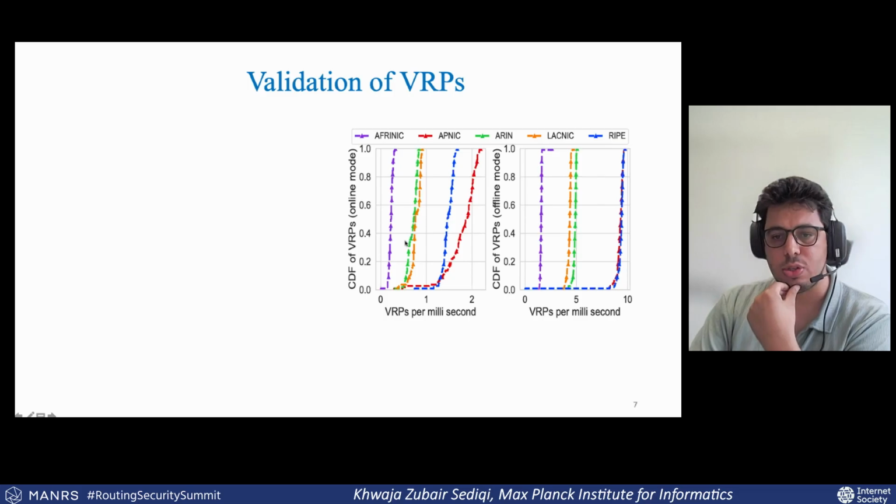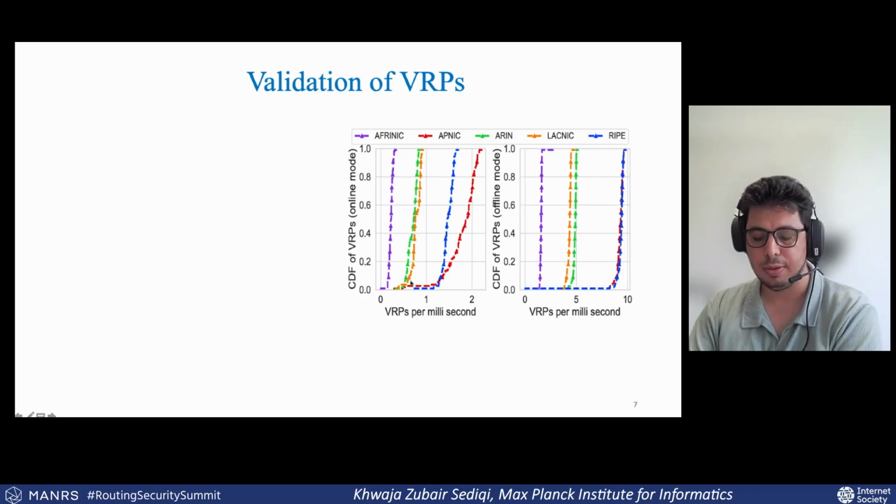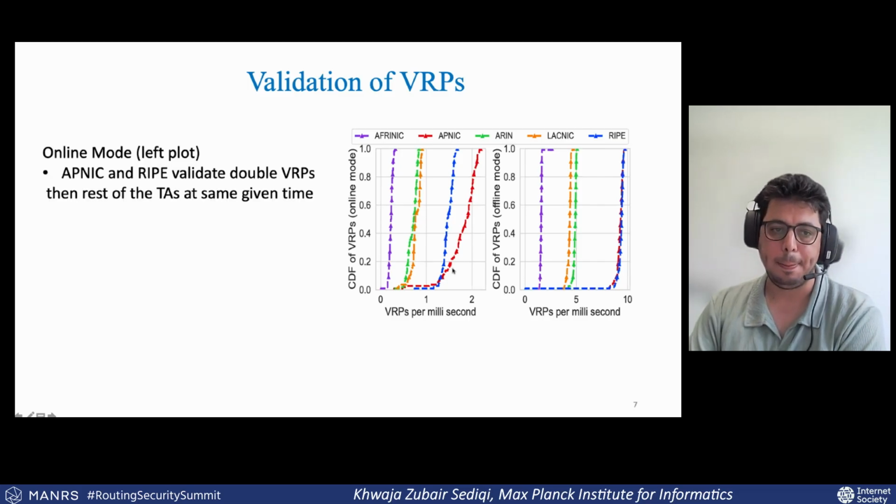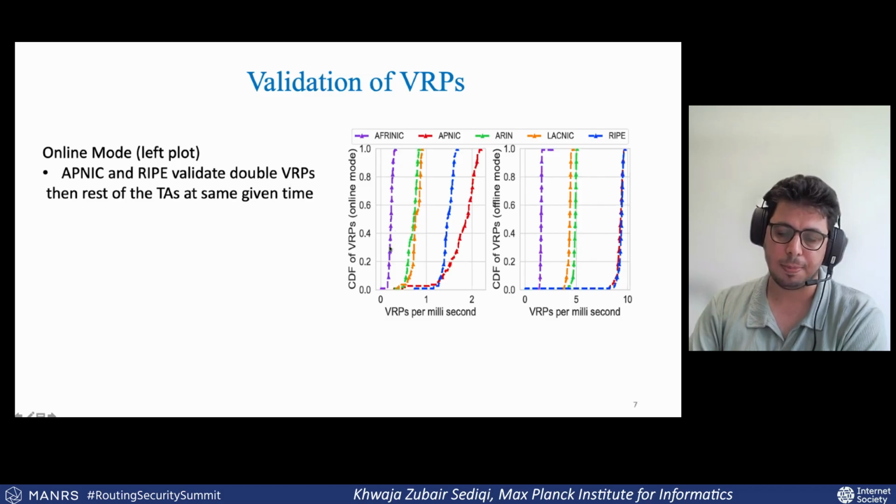So the idea was, do we observe any difference in the validation time between different TAs? And as you can see here, the red one and the blue one, which is APNIC and RIPE in the online mode, per millisecond, it has like the double number of VRPs. So in short, one can say that for APNIC and RIPE, we can validate double number of VRPs in the same time, compared to the LACNIC and ARIN, and it's even triple than the VRPs from AFRINIC.